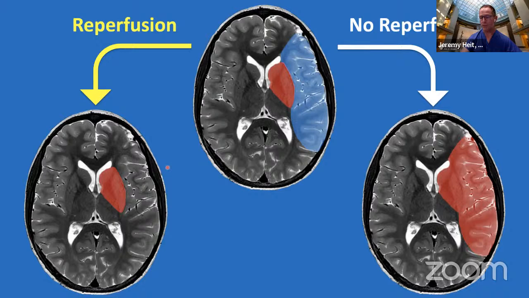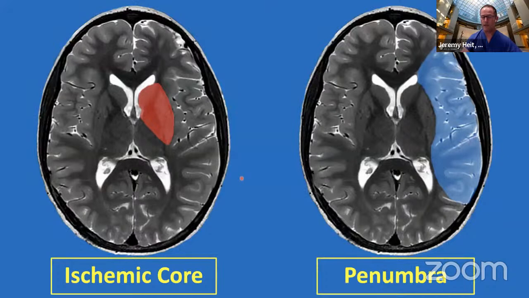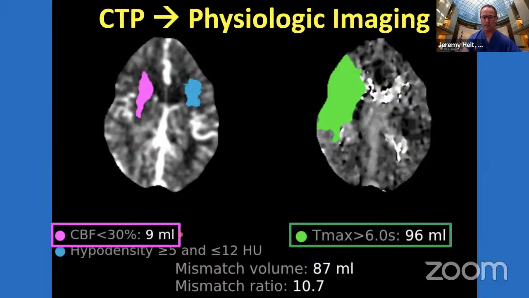So let's talk about CT perfusion. If these two different components of brain are important to identify, we need to have tools to image them. And that's where CT perfusion comes in. Now, the core and the penumbra are two compartments that we can see using CT perfusion imaging, which is really physiologic imaging. And these are just two examples showing you the core here in pink and the penumbra here in green. And we'll get into more details how exactly we do this. You can even flag other parts of brain such as subacute infarcts using modern technology.